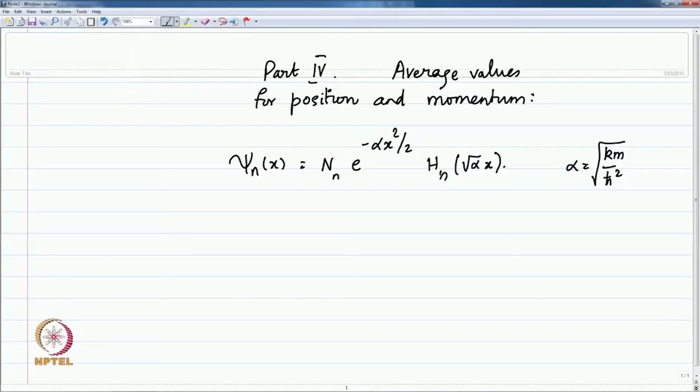Welcome back to the last part of this elementary lecture on the harmonic oscillator. In this part, let me do a simple calculation and demonstrate how to do elementary integrals. This part is on the average values for position and momentum operators in quantum mechanics for the harmonic oscillator. In fact, it is extremely simple.